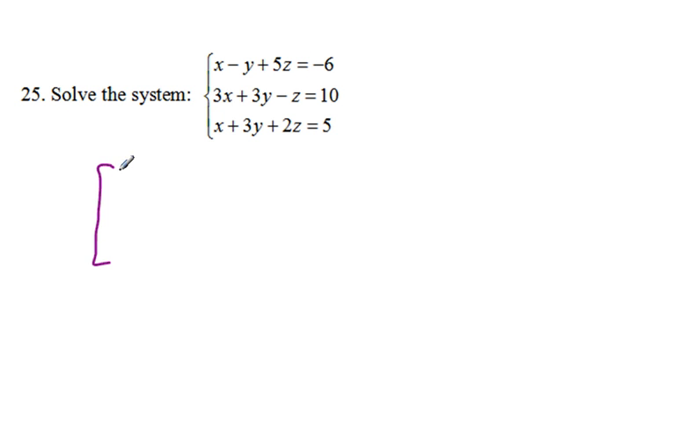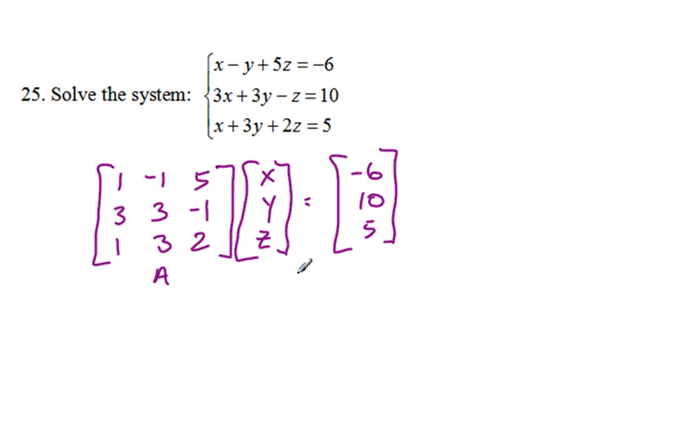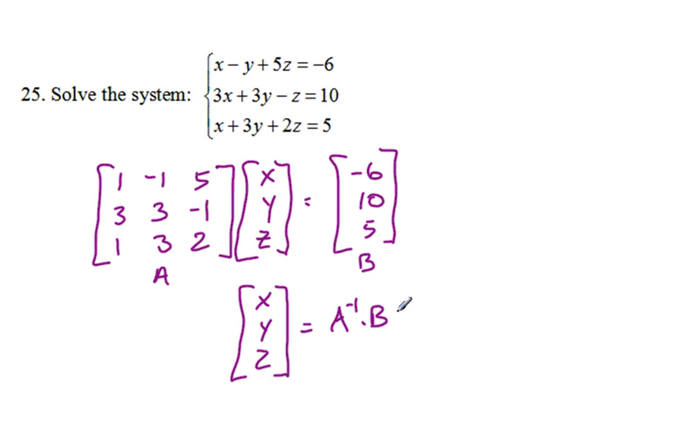Our coefficients of x, y, and z are 1, -1, and 5. And then we have 3, 3, and -1, and 1, 3, and 2. If we multiply that by x, y, and z, we then get -6, 10, and 5. And in our calculator, we're going to call this first matrix A, and this one B. And in order to solve for x, y, and z, we're going to do A inverse B. A inverse undoes the matrix here, and it multiplies this one times A inverse.